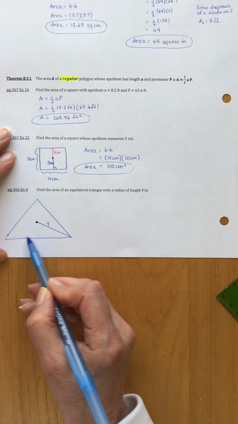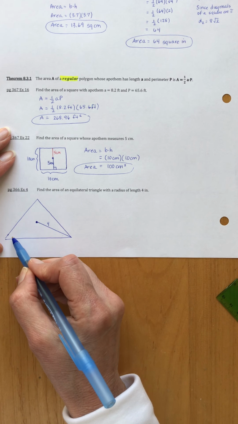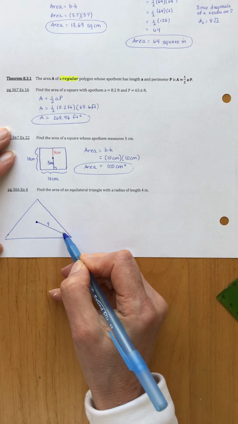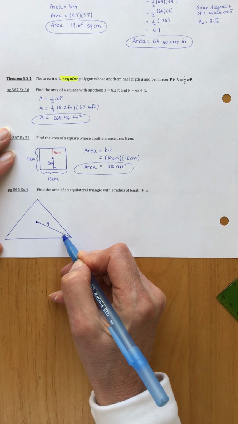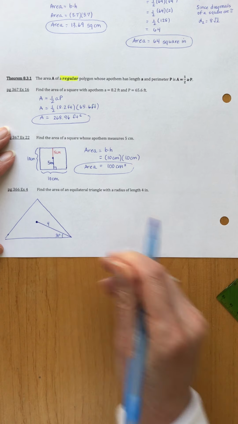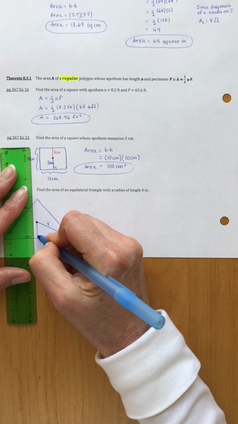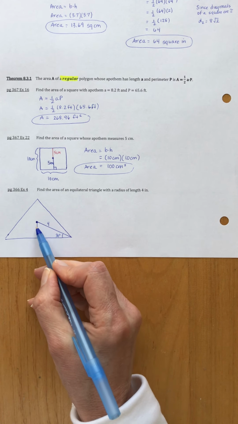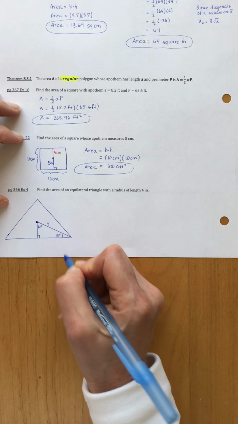And do we know the measure of each one of these angles? Well, it's an equilateral triangle, so that means it's equiangular as well. So this whole angle has to measure 60, 60, 60, each one of them, which means that this one here has to be 30. Okay, if it's bisected, it has to be 30. Let's go ahead and drop down, like that. All right, so now what do we have here? We have a 30, 60, 90 triangle.